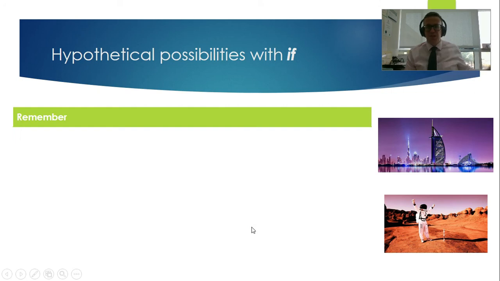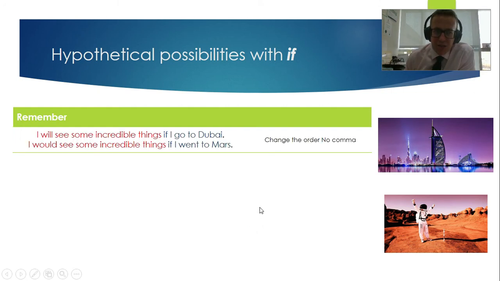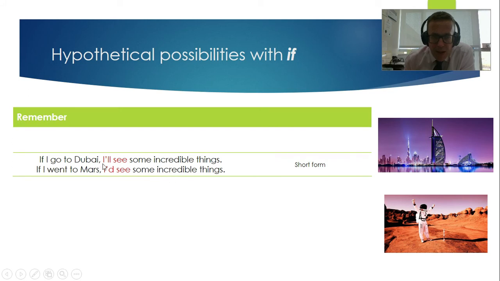So things to remember about these conditionals. You can change the order. So I will see some incredible things if I go to Dubai. Same for if I went to Mars. You can put the same sentence in the reverse, but remember you don't put a comma in the middle. In the second one, if I go to Dubai, I'll see or I'd see, you can shorten it to put I will to I'll and I would to I'd.